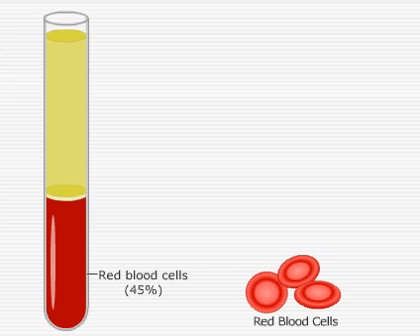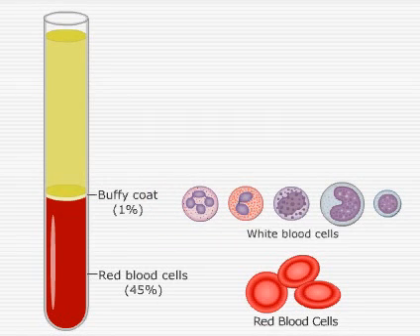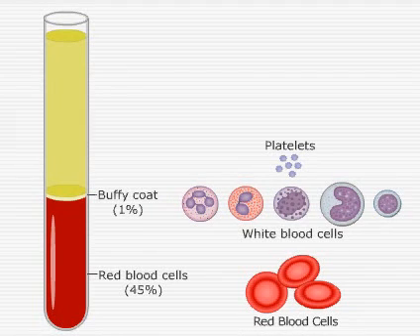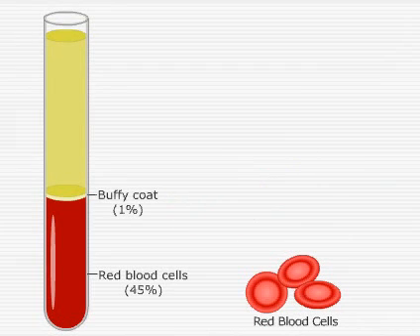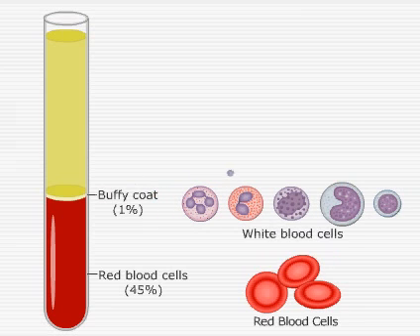Above the red blood cells is a buffy coat that you can clearly see. This narrow white band is composed of white blood cells, which are also known as leukocytes. You can also see that this buffy coat contains cell fragments. These cell fragments are platelets, which are called thrombocytes.